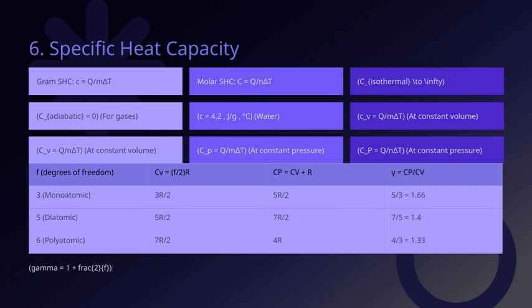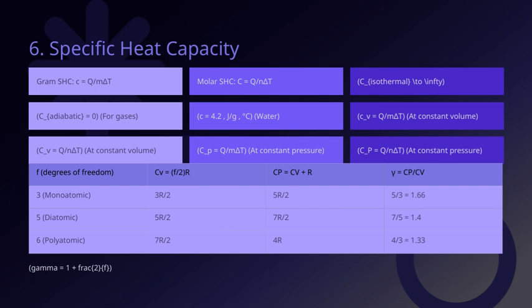Now, focusing on water, the specific heat capacity C is approximately 4.2 joules per gram per degree Celsius. This tells us how much energy is needed to raise 1 gram of water by 1 degree Celsius. Moving on to molar and gram-specific heats. These are just different ways to measure the same property, either per mole or per gram.